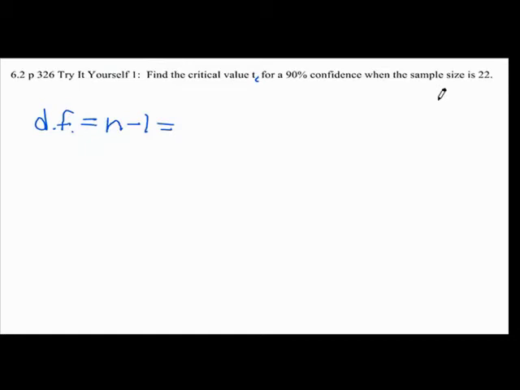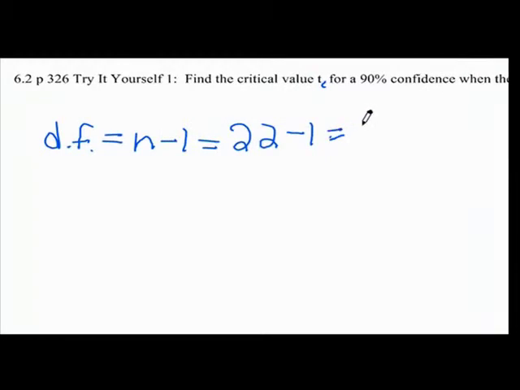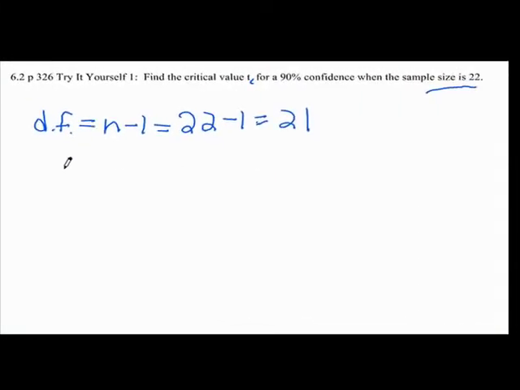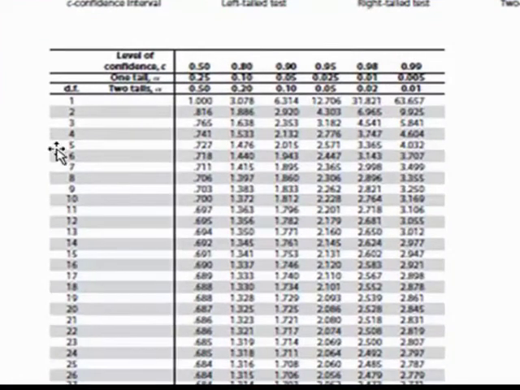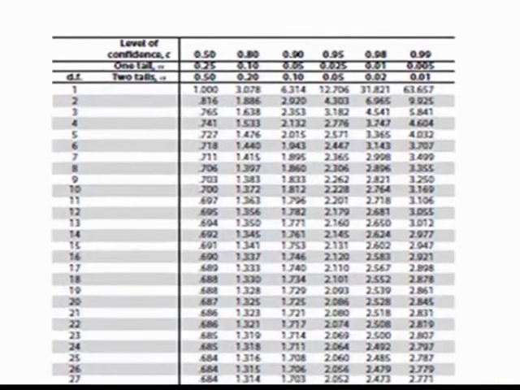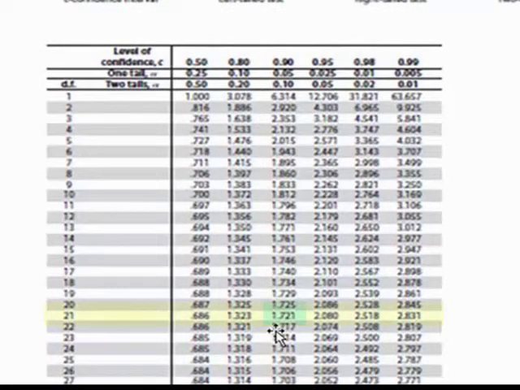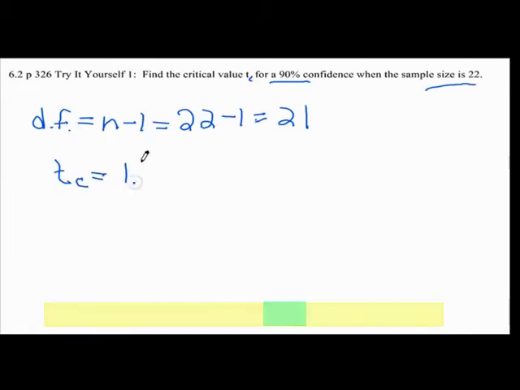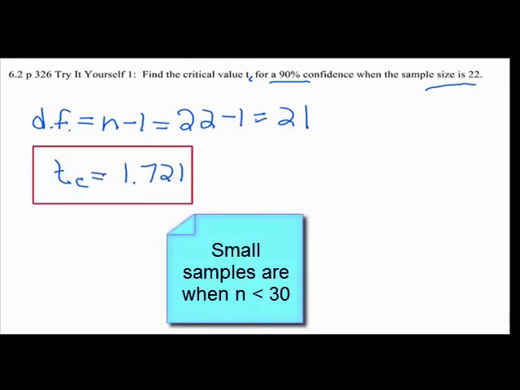Since the sample size they've given us is 22, we're going to do 22 minus 1, which gives us 21. And it's a 90% confidence. So our t sub c is what we get when we look up degrees of freedom 21 and 90% confidence. Let's go back to our table, table 5. We've got degrees of freedom 21 and a confidence of 90, so we go to 90 and 21, and that gives us 1.721. That's how you find your t sub c with small samples.